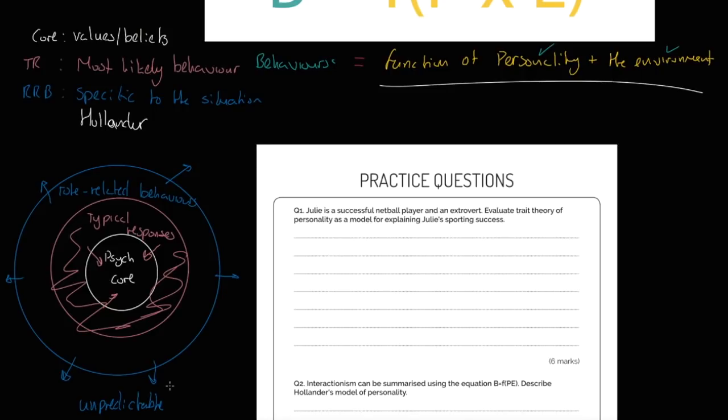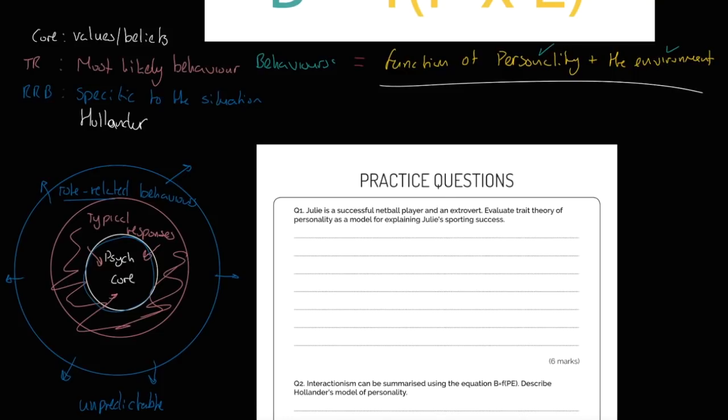Now, of course, we have to take into account the strength and intensity of the role-related behaviour. What is required of the individual? The stronger that requirement is, the more likely the individual is to follow that model. How strong are these psychological core beliefs? The stronger they are, the more likely the behaviour is to follow those.